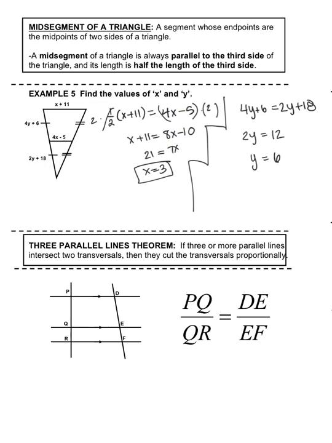All right, moving on to the next theorem. The next theorem is the 3 parallel lines theorem. If 3 or more parallel lines intersect 2 transversals, then they cut the transversals proportionally. All right, so what that means, we can say PQ over QR is equal to DE over EF. Now, you could also say PQ over PR, if you wanted to, is equal to DE over DF. You could also use QR over PR equals EF over DF if you wanted to, right? So it doesn't matter which parts you're using as long as they're corresponding.